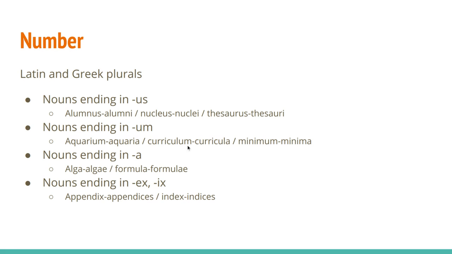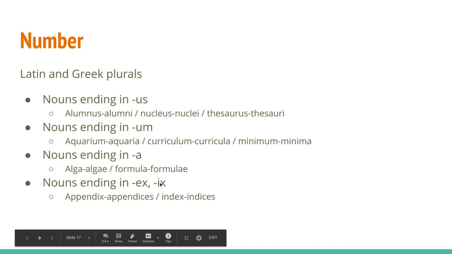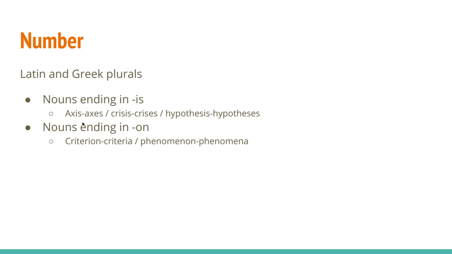The curriculum, this is a word that you will come across a lot in your studies. The curricula, we are referring to the plural. Minimum and minima, all right? Then we have nouns ending in a, which add an e for the plural. Alga, algae, formula, formulae, and then nouns ending in ex or ix change for ices. So appendix, appendices, index, indices. These are words that you will be using a lot as well, probably. But good that you know them.